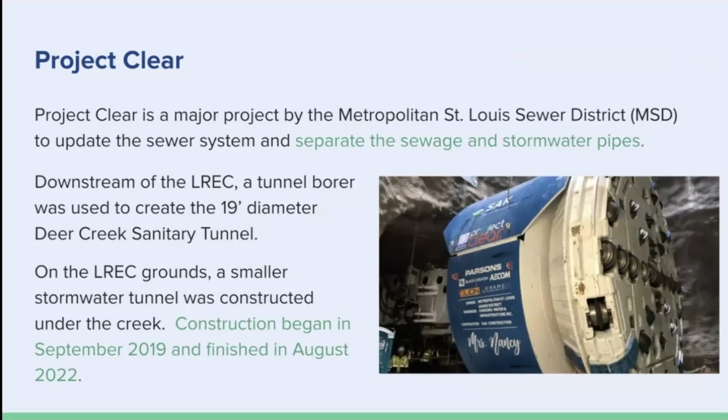So you'll see Project Clear things all around. The new park in Brentwood, I think it's just called Brentwood Park, is a Project Clear project to a large extent, building up the watershed. I've seen various houses around my neighborhood that have Project Clear grants to make a rain garden. It's a big project, and Deer Creek is really just a small segment of it. It's a big project, and it's ongoing.